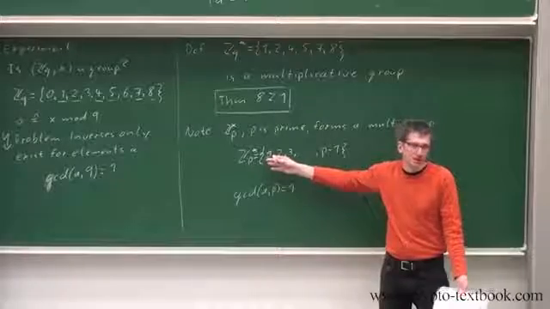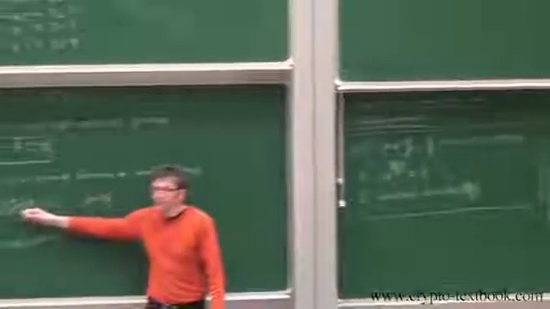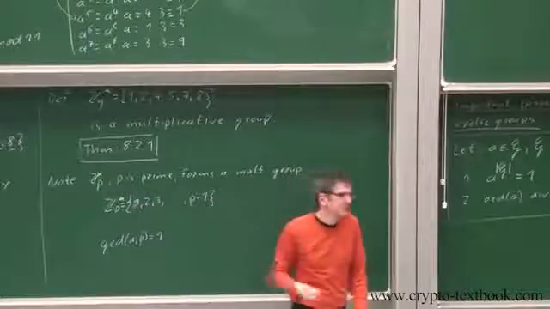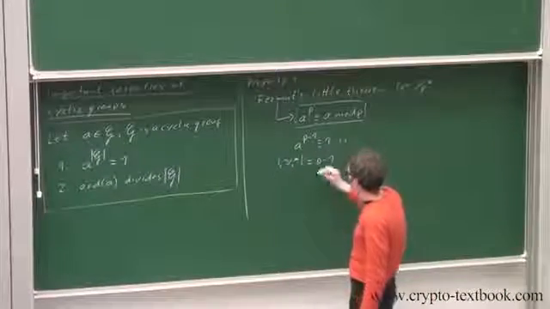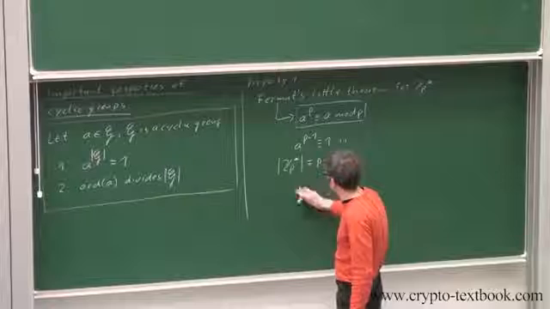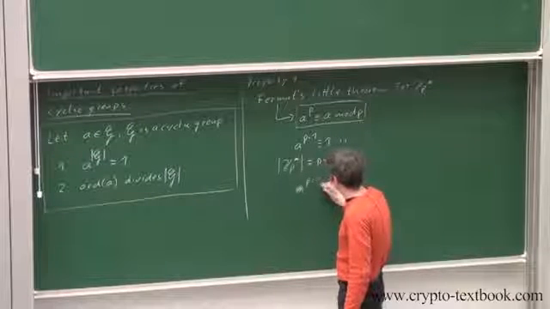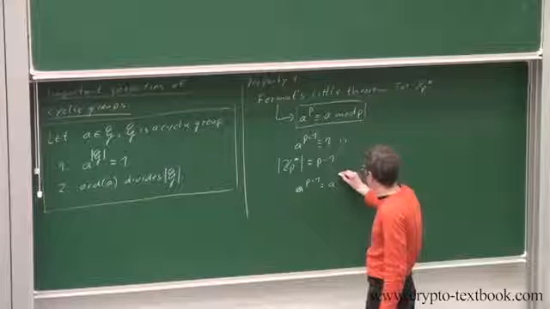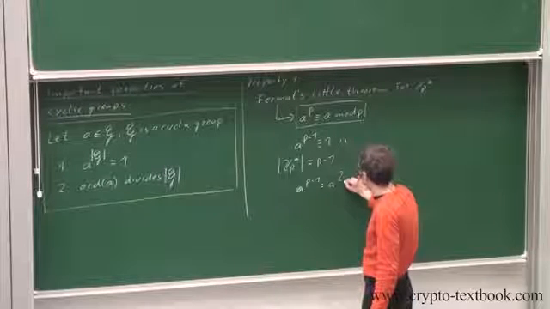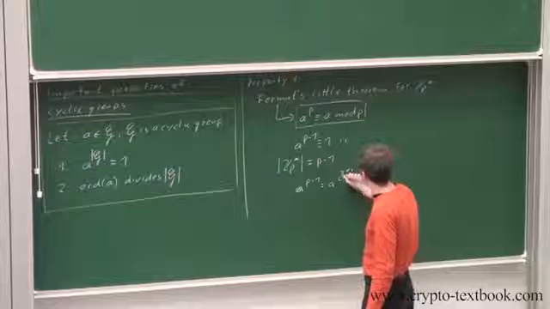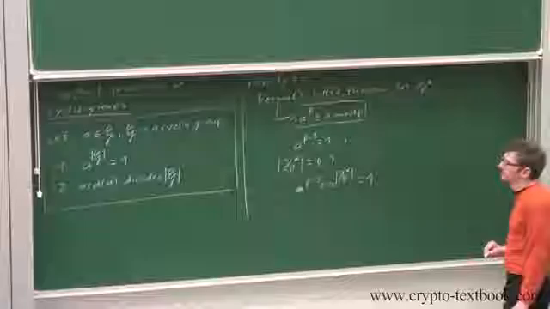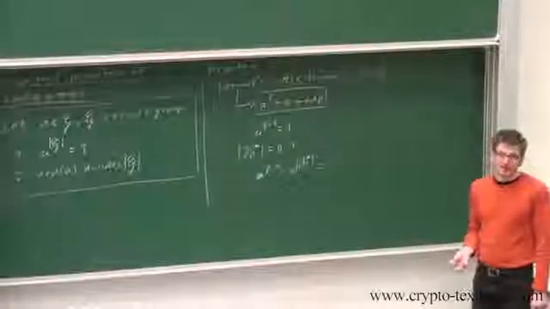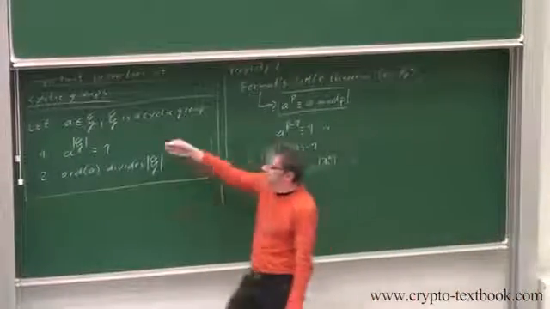ZP star. So which elements are in ZP star? Well, all elements except the 0, right? 1, 2, 3, 4, up to P minus 1. So the group cardinality is P minus 1, meaning A to the P minus 1, A to the group cardinality, is equal to 1. So what I just did, I proved this property.